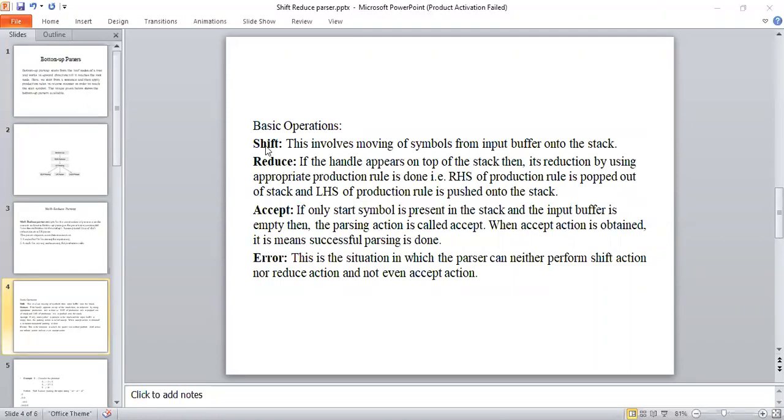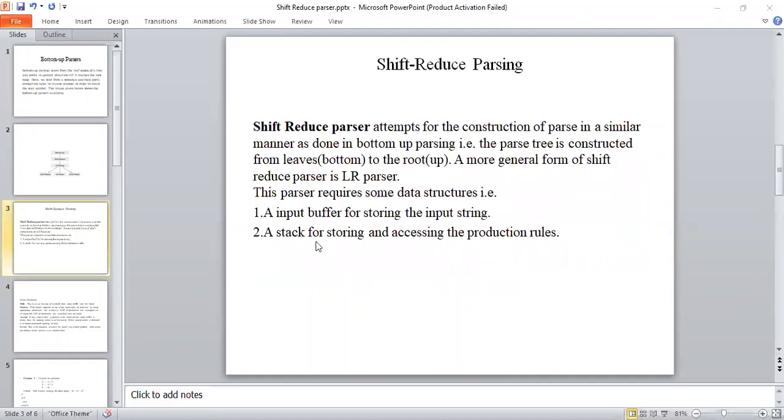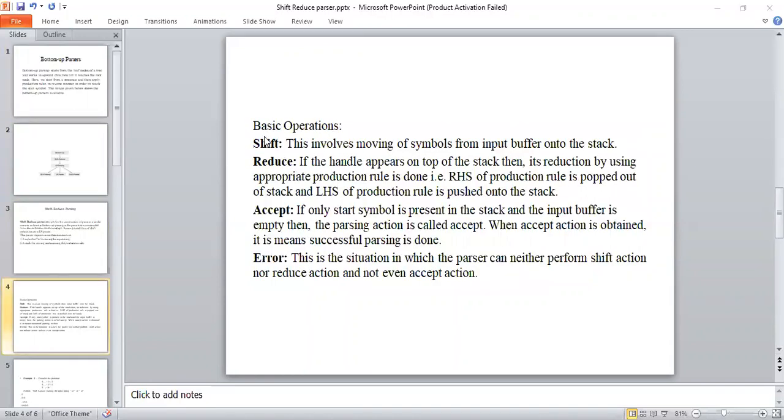The first one is shift. The shift reduce parser uses two data structures: one is the input buffer, the second one is the stack. The job of shift is simply shifting the input data from the input buffer to the stack, which is called the shift operation. So the job of shift means shifting the input symbol from the input buffer to the stack.